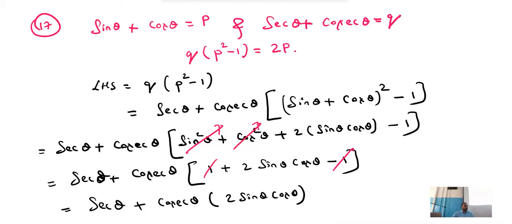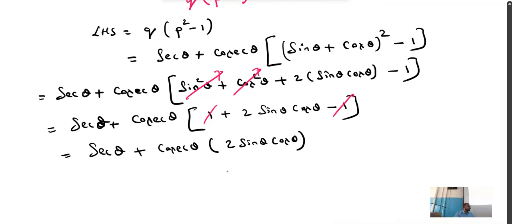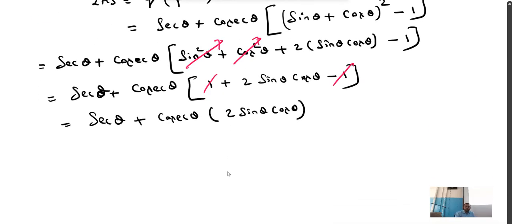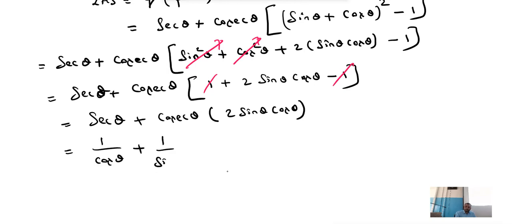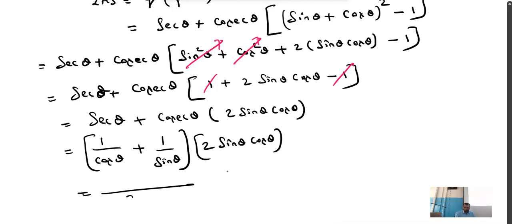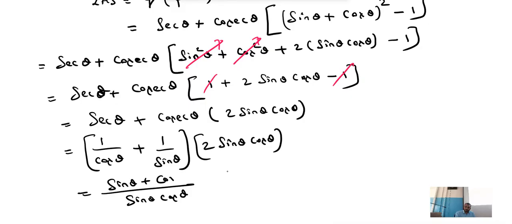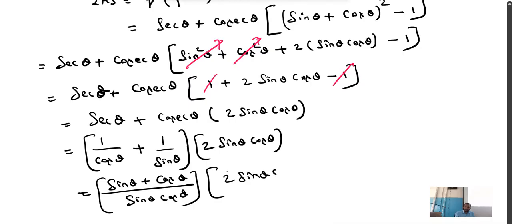Now let us reduce it to standard form. For conversion, if it is sin or cos, do nothing; if it is the others, interchange them. Remember the step. Secant is 1 by cos theta plus cosecant is 1 by sin theta. Let me use a bracket for this; this 2 sin theta cos theta is a separate term. Now what is the LCM? Sin theta into cos theta. Here sin theta plus cos theta, into 2 sin theta into cos theta.